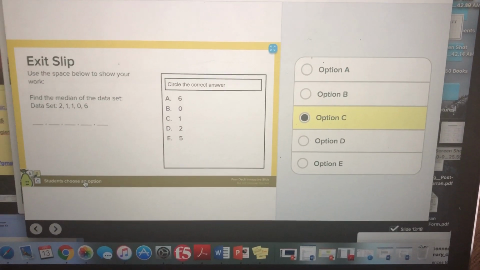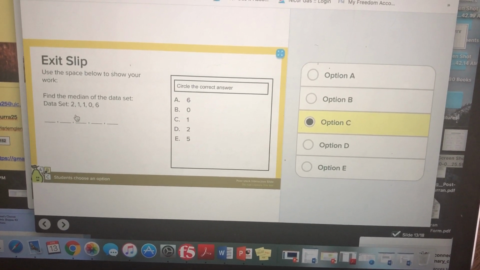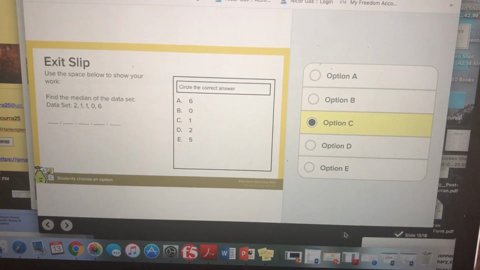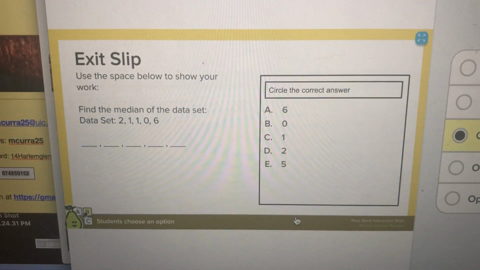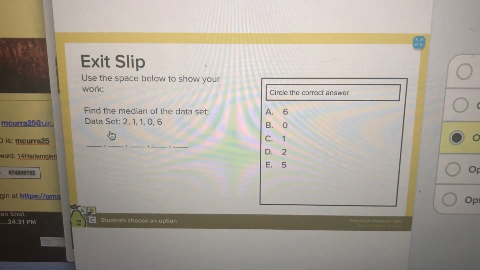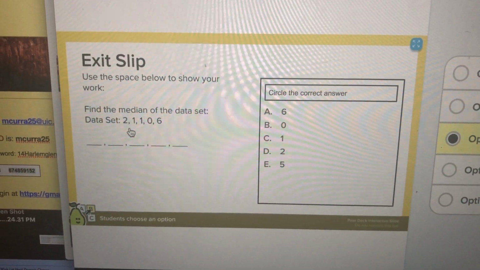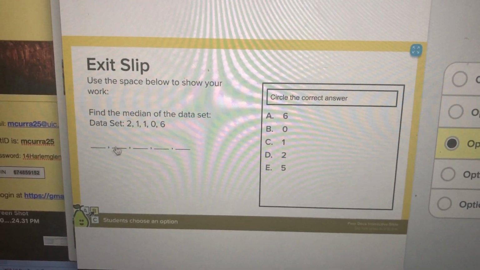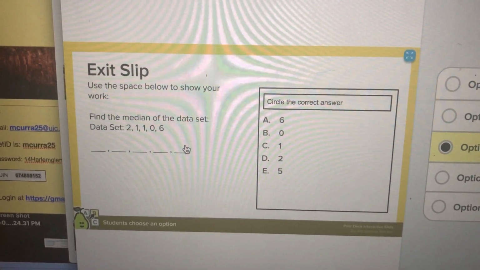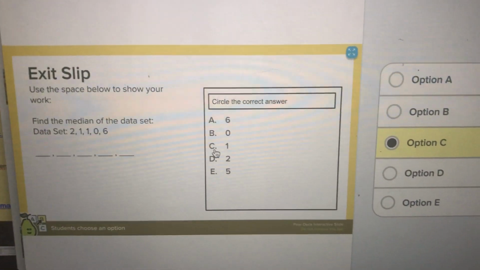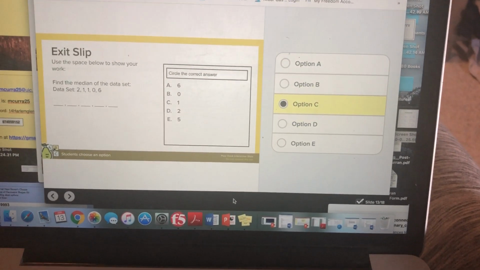Okay, here's our exit slip you might have already taken. I'm going to give you a chance to solve it, so if you want to pause the video, this just gives you a chance to check over your answers before you have your assignment number 3, which is independently done. It says use the space below to show your work. Find the median of the data set. Okay, so you had to put those all in order, so it should have been 0, 1, 1, 2, 6. Okay, when you cross them off at each end, you should have gotten a middle number, which was 1. So option C should have been your answer.